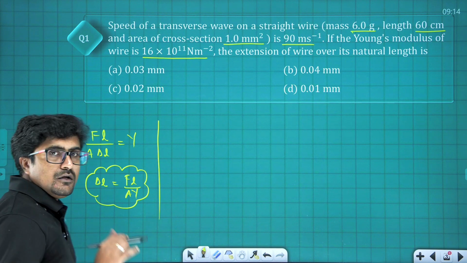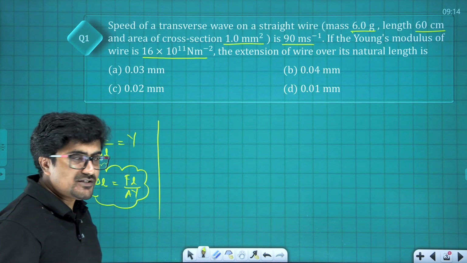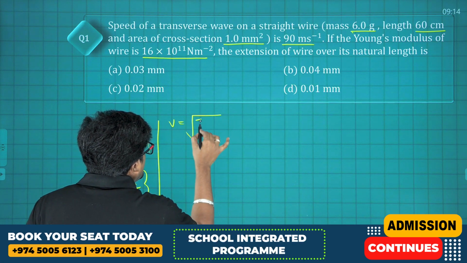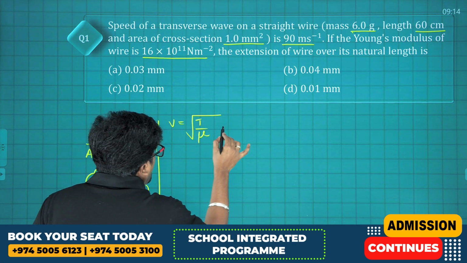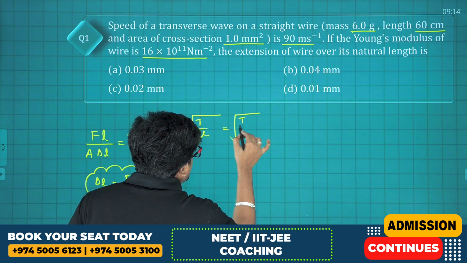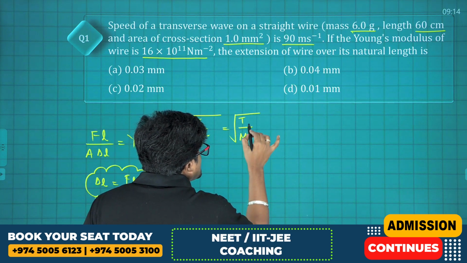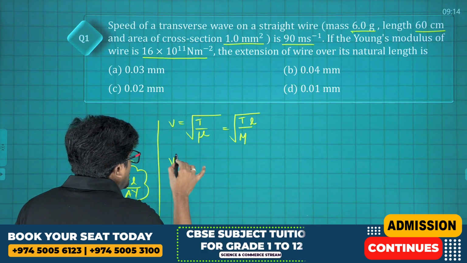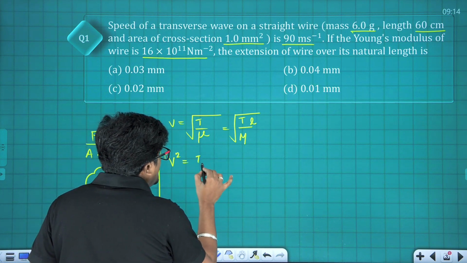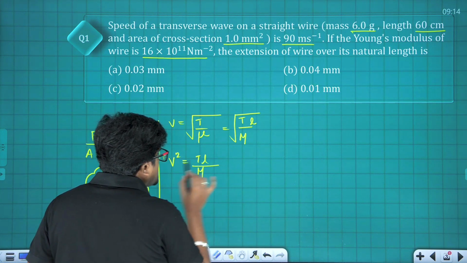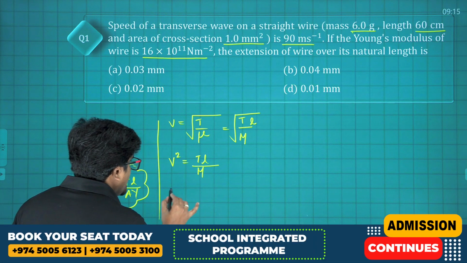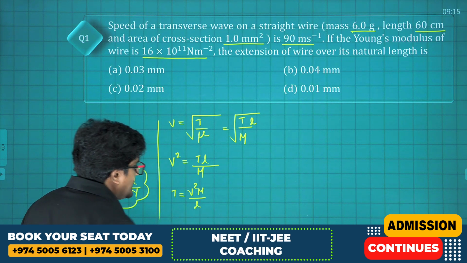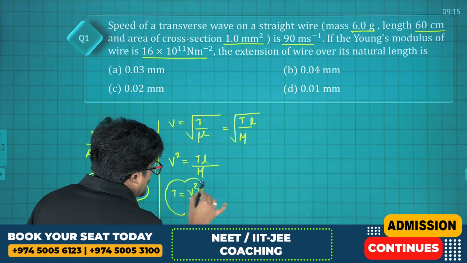Now we all know that through a stretched string, the speed of transverse wave V is supposed to be under root of T divided by mu, where mu is mass upon length. Now let me square this. V square is going to be T into L all upon mass m. From here I can say capital T is equal to V square into m all by L. So I have got the expression of T now.